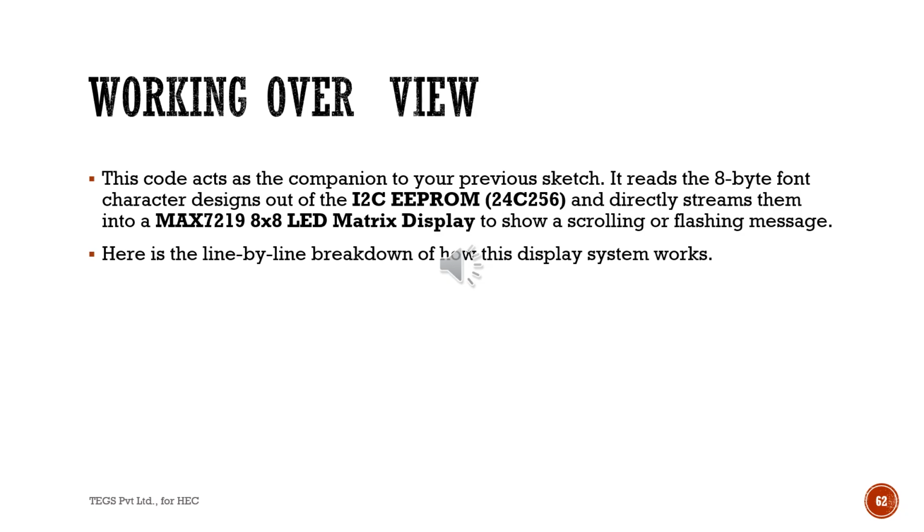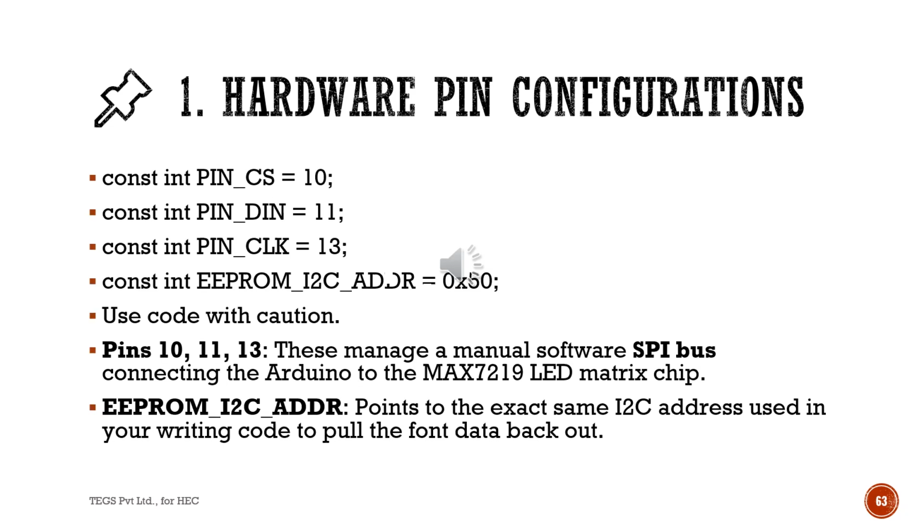The reading overview. The code acts as a companion to your previous sketch. It reads the 8-bit font character designs out of the I2C EEPROM 24C256 and directly streams them into a MAX7219 8x8 LED matrix display to show a scrolling or a flashing message. Here is a line-by-line breakdown of how the display system works.